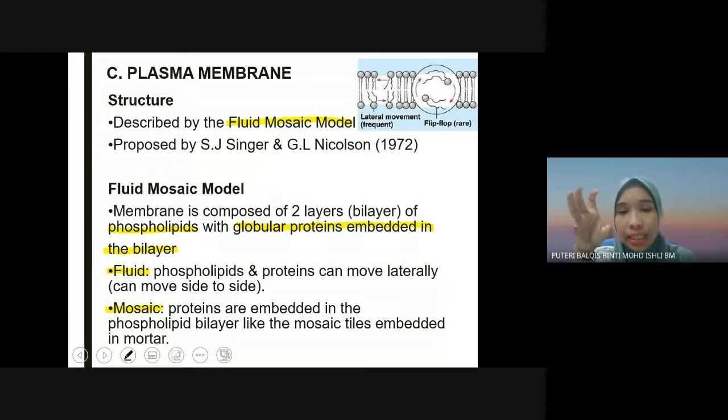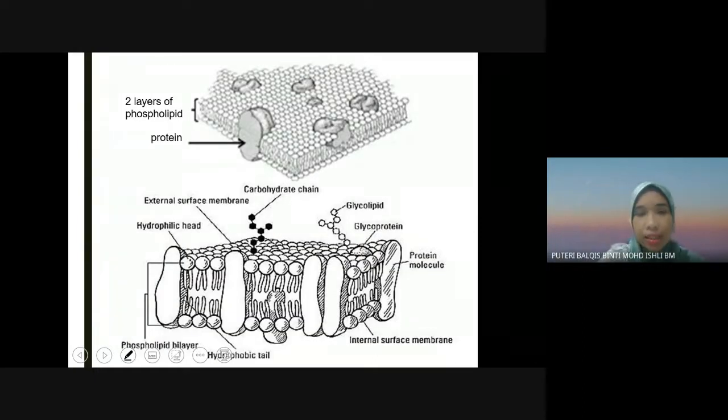So membrane kita ni, any membrane, contohnya dekat kloroplas ada membrane, dekat mitokondria ada membrane, dekat sel kita pun ada plasma membrane kan. Membrane tu consist of bilayer that has globular protein embedded in the bilayer. Yang ada globular protein tertanam dalam bilayer tu. Tertanam rupa dia macam ni, embedded.